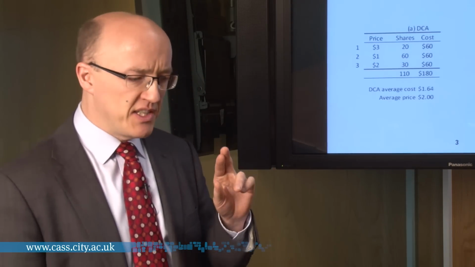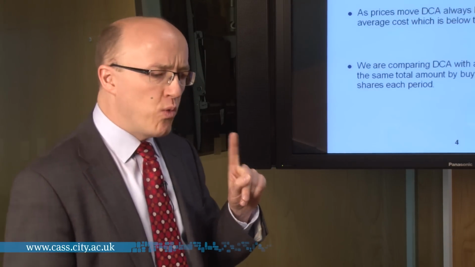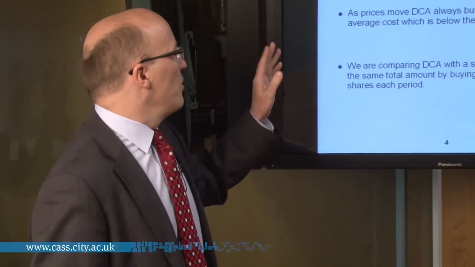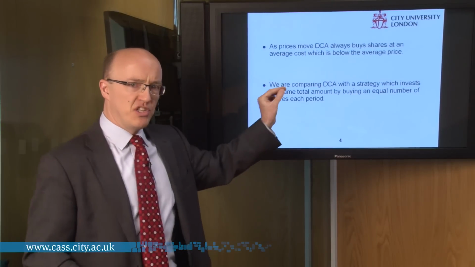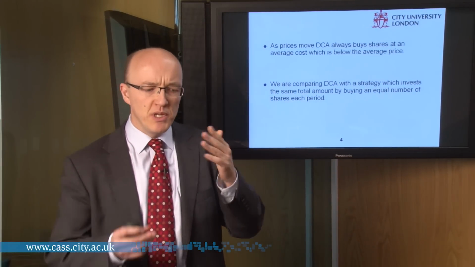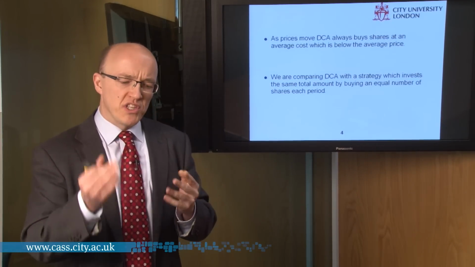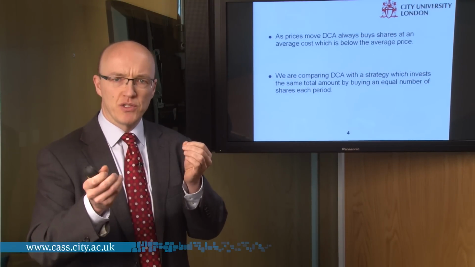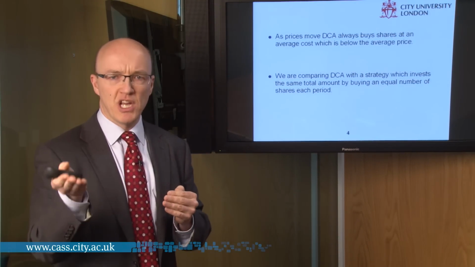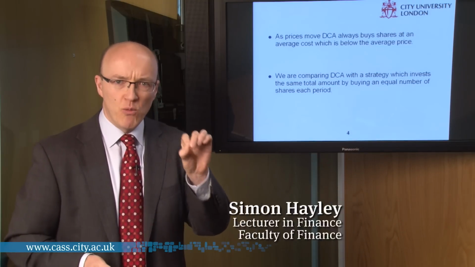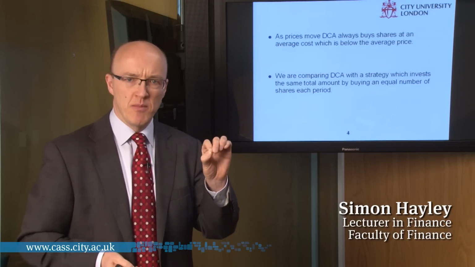So what I need to do for this is actually think more about what are we really comparing. So dollar cost averaging, we are comparing the average cost achieved by dollar cost averaging with the average share price. What we need to do is work out what the comparison strategy is. When we're making that comparison of average costs, we're really comparing dollar cost averaging with some other strategy. What I want to do is narrow down what exactly is that strategy.